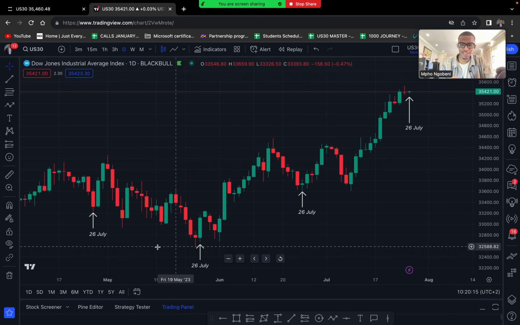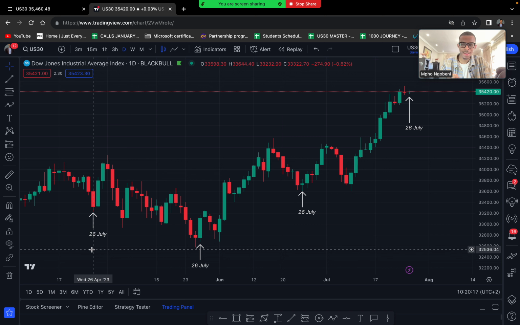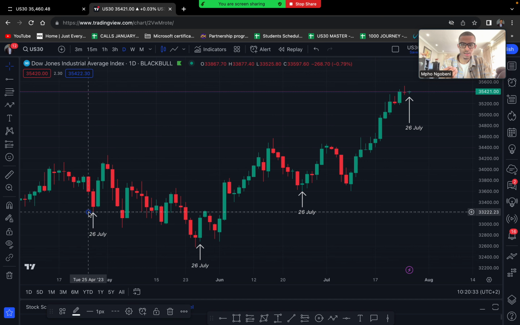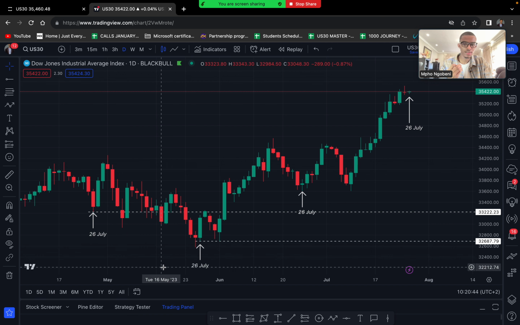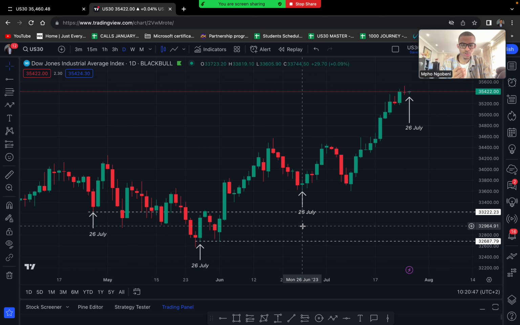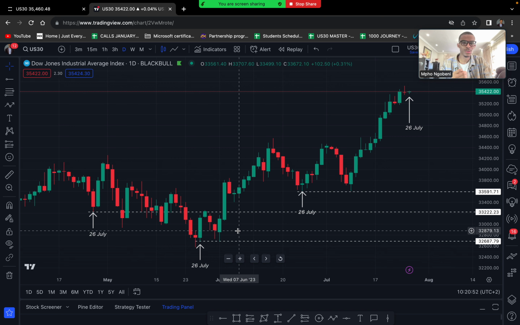So what I see here is that on the 26th, there is a very high chance it creates like a low. I don't know how I can put it, but if we check here, the 26th was the last low. The 26th was the last low of the day. If we check here, the 26th was the last low, as you can see. If we check here, also here, the 26th was the last low. So do you understand me?